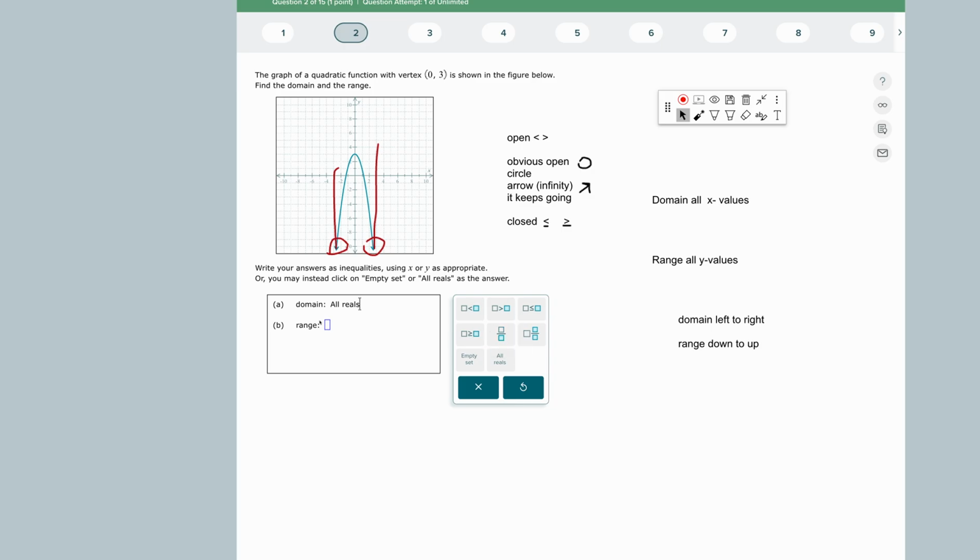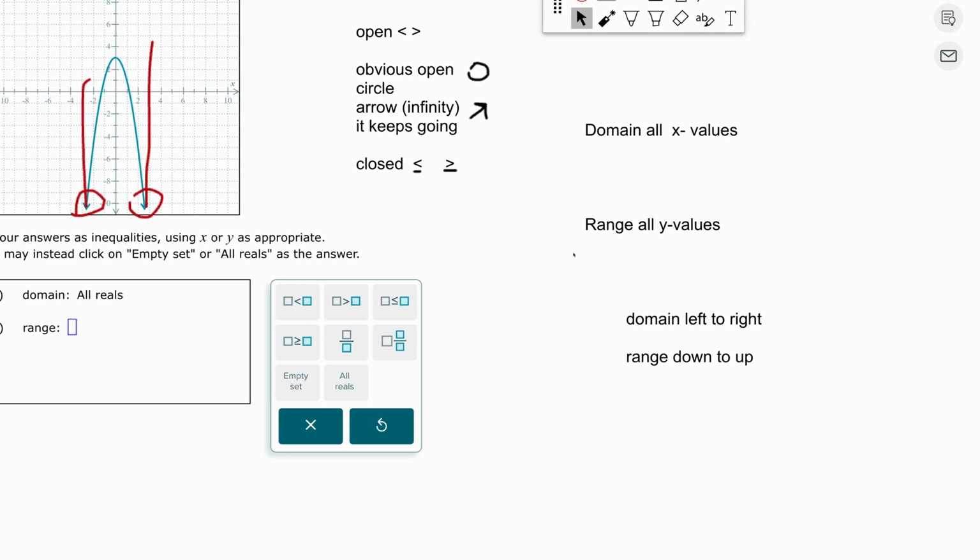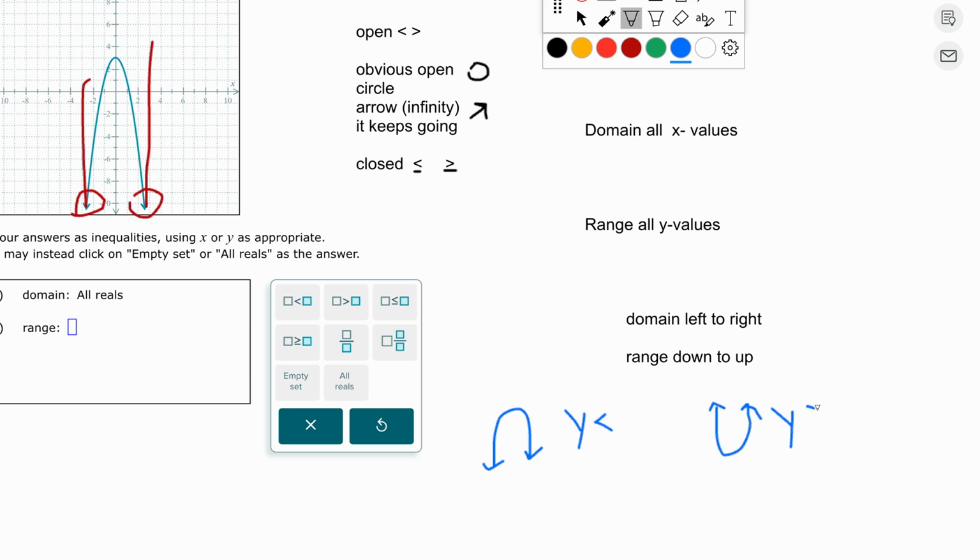Now, the range is a little bit different. The range goes like this. If you point down like this, that means your y values are smaller. So when you point down, you're going to use less than. When it points up, your y values are going to be greater. It's usually closed. They usually don't put an open dot right there. Then you put in whatever number it goes through. Let me show you an example. It might make more sense.